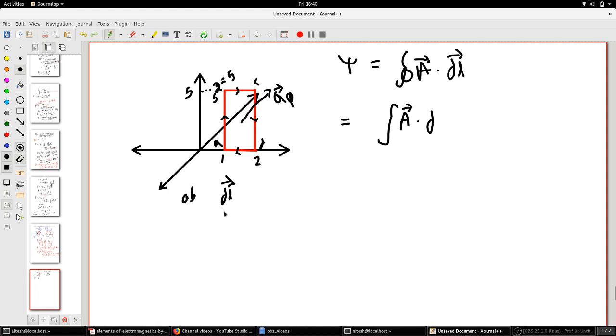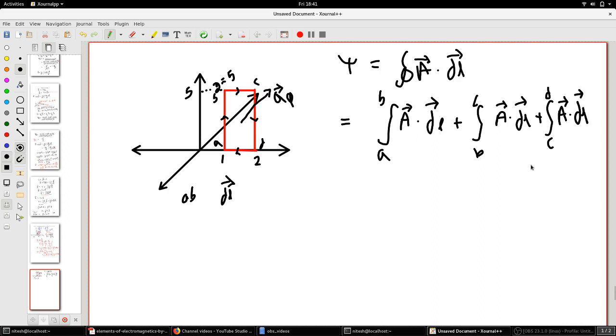So here for this vector, let's just make this dl from A to B, plus this is from B to C, B to C A dot dl, plus integral C to D A dot dl, and the last one is from D to A A dot dl.